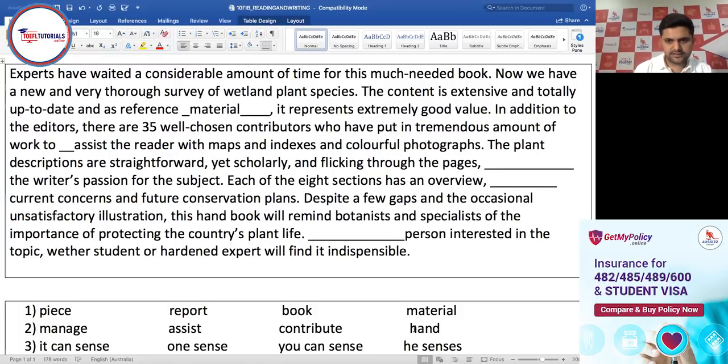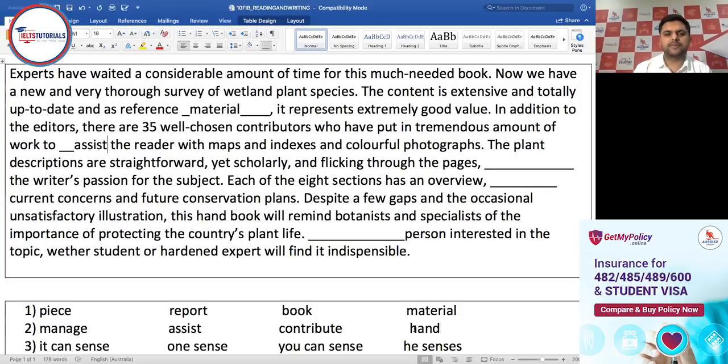Now, the third one is the plant descriptions are straightforward yet scholarly and flicking through the pages. Comma, there is a comma over there. Blank the writer's passion for the subject. You can sense the writer's passion for the subject. He senses the writer's passion for the subject. Now, you can sense the writer's passion for the subject.